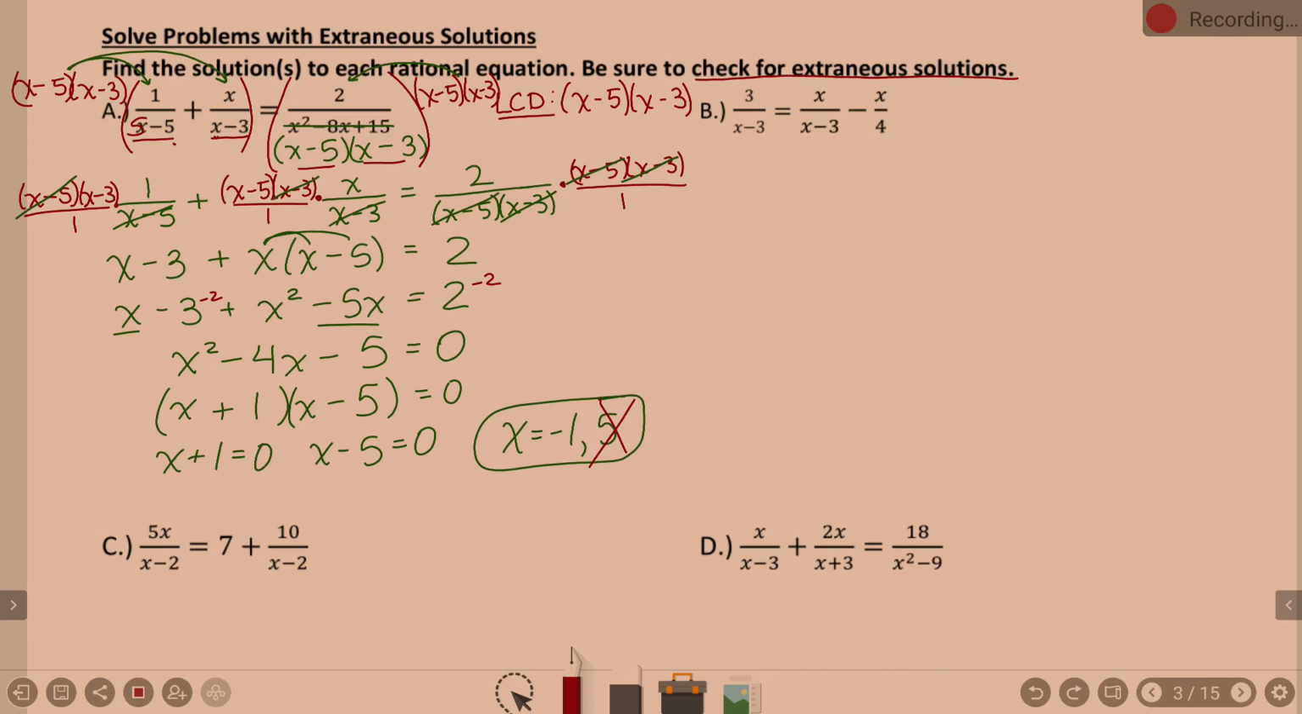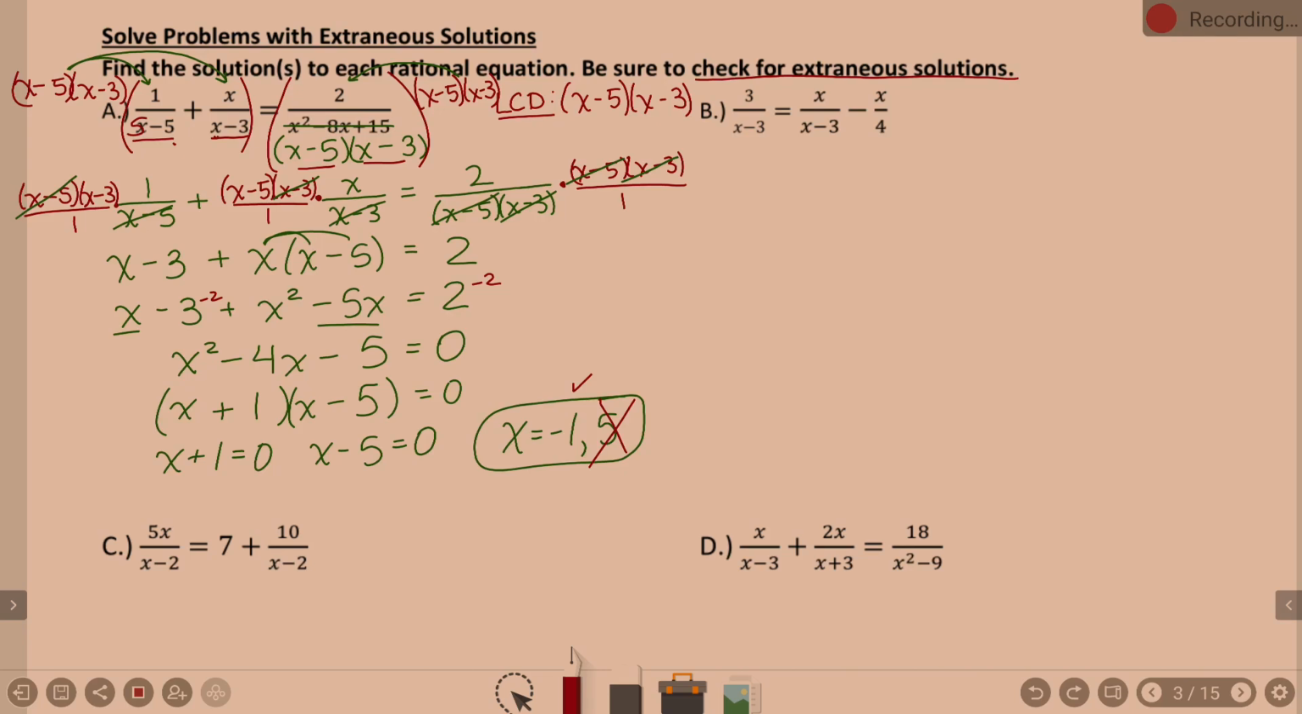Would negative 1 make my denominator 0? No. So technically we should check it, but it should work, as long as it doesn't make the denominator equal 0. The only way it's not going to work is if you made a mistake somewhere. Okay? Questions? That's the basic gist of what we're doing.